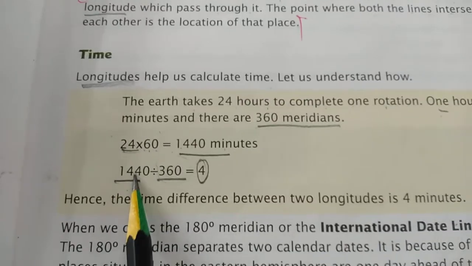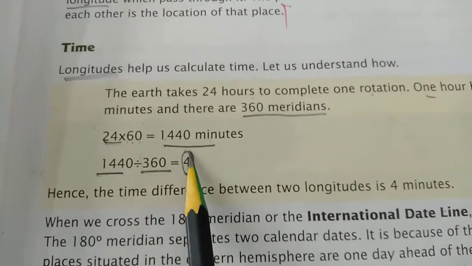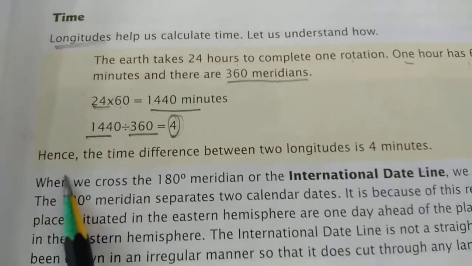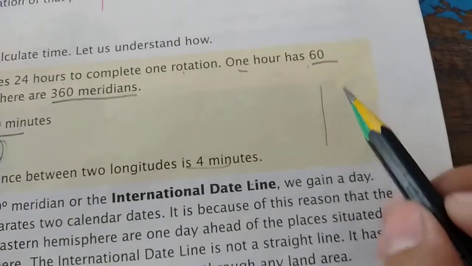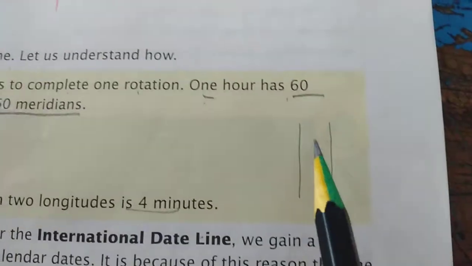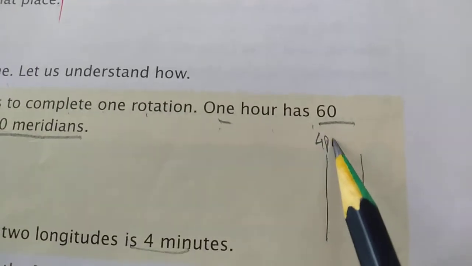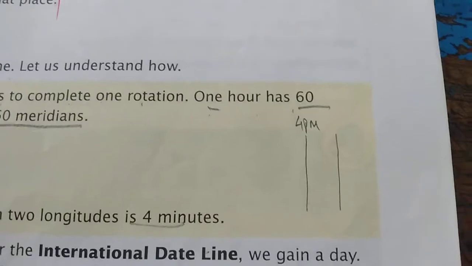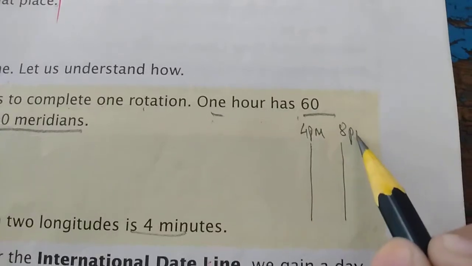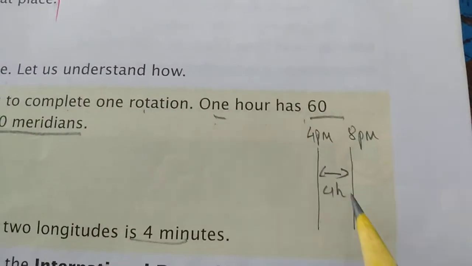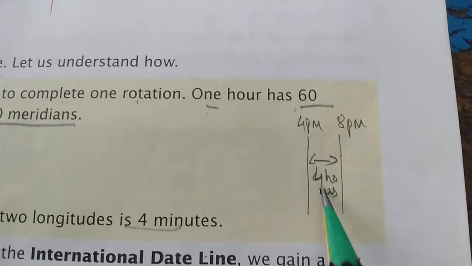So 1440 minutes we will divide by the 360 meridians. The answer is 4. Hence we can say that the time difference between two longitudes is 4 minutes. For example, this is one longitude and this is another longitude. If at this longitude time is maybe 4 p.m. in the evening, in the second longitude it will be 8 p.m. So the difference between one longitude and the other longitude is 4 hours.